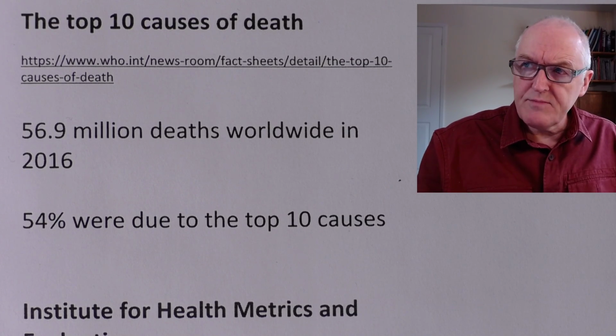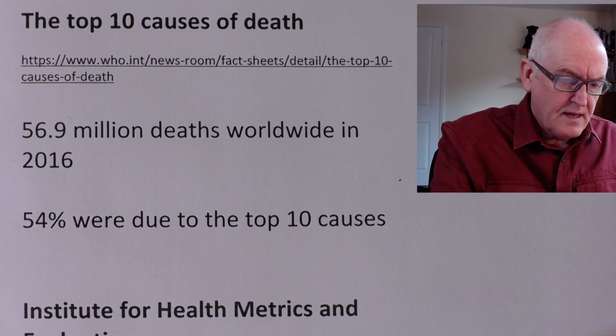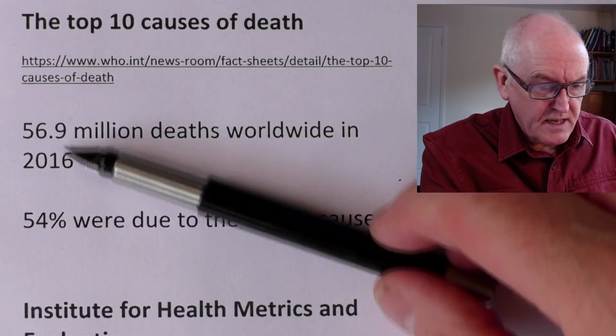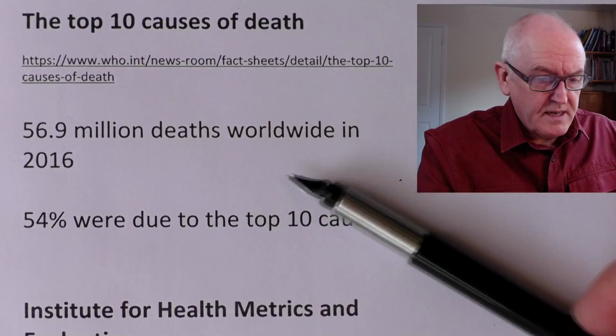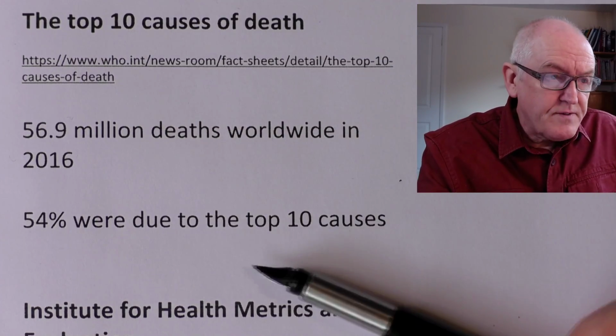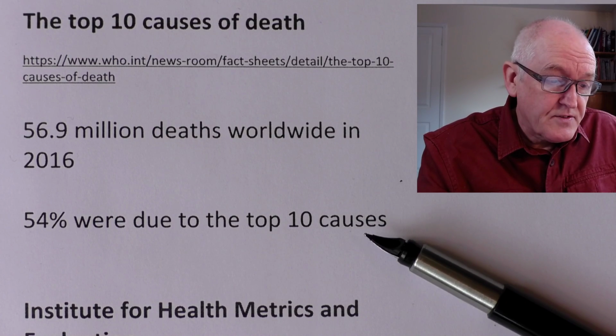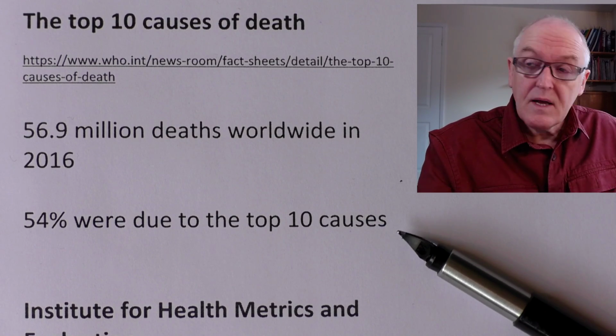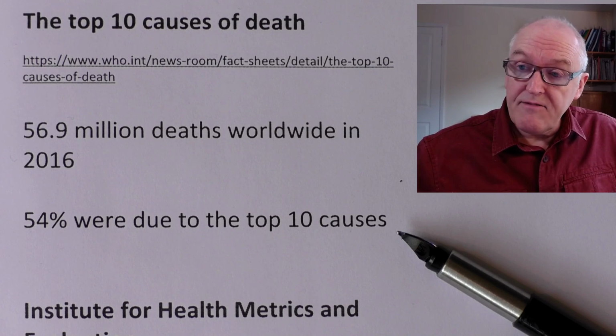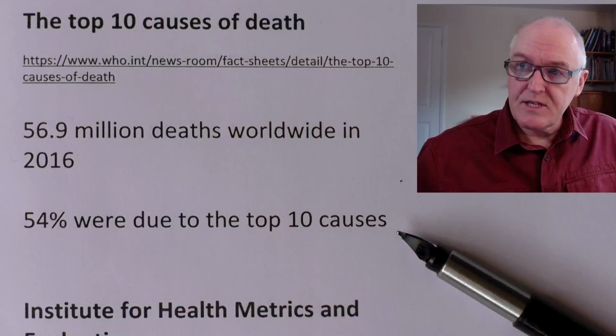So now these top 10 causes of death in 2016 accounted for 57 million deaths worldwide, and that was 54% of the deaths worldwide. In other words, the other 46% of deaths was from numerous different causes, not just those 10, from hundreds of different causes, but they were the top 10. So I thought that was interesting and relevant.